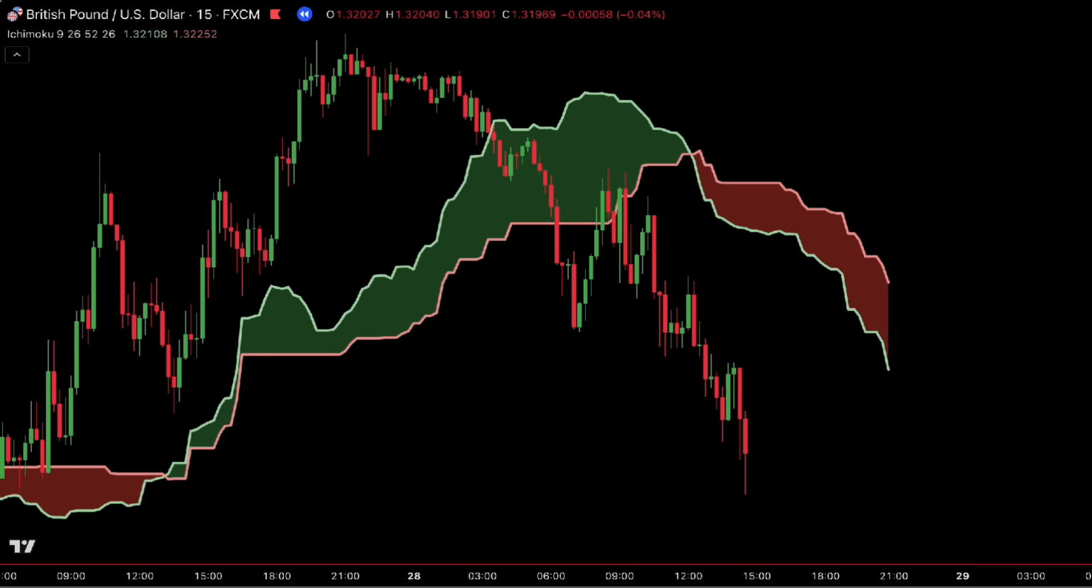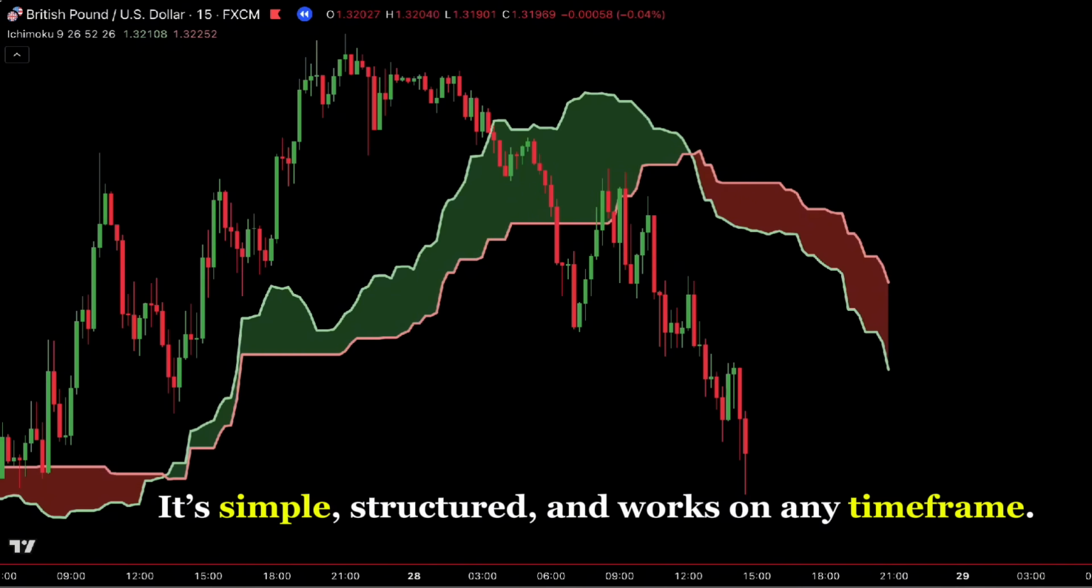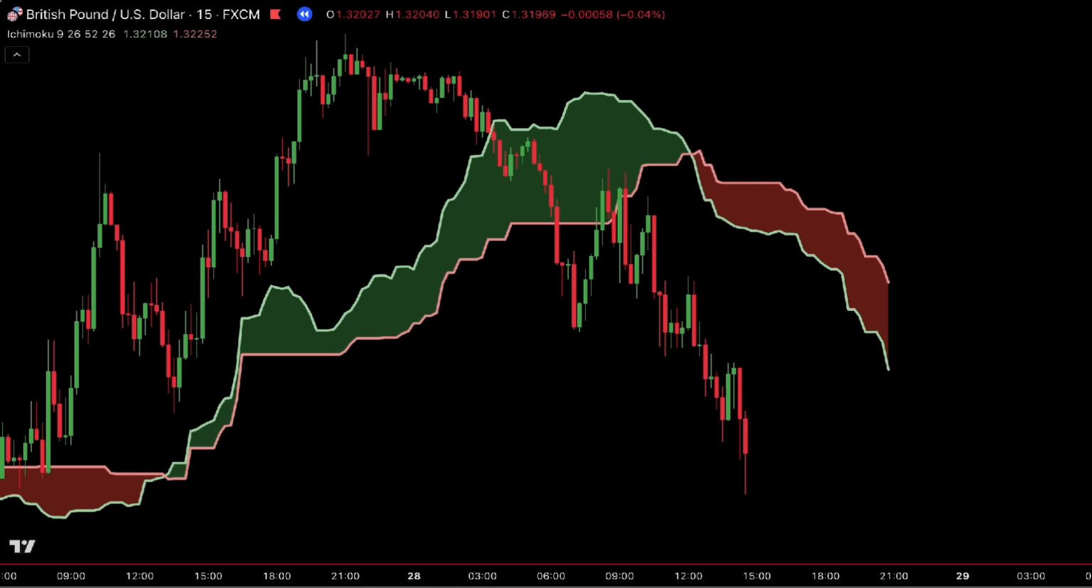Let's start with our first Ichimoku trading strategy, and it's a classic, the pullback strategy after a cloud breakout. This setup allows you to join the new trend after it's already confirmed by waiting for price to pull back into a key level from the past. It's simple, structured, and works on any time frame. Now let's walk through the first example. A bearish trade where support becomes resistance after a cloud breakdown.